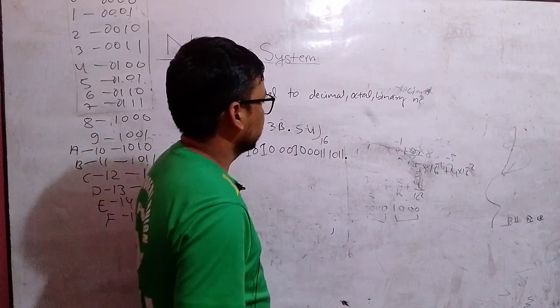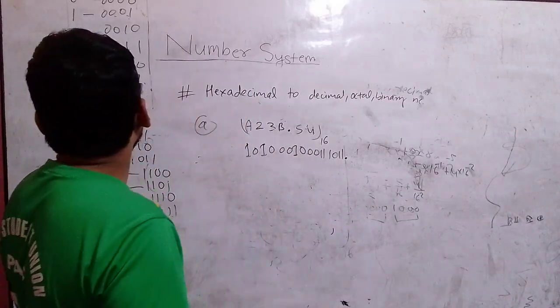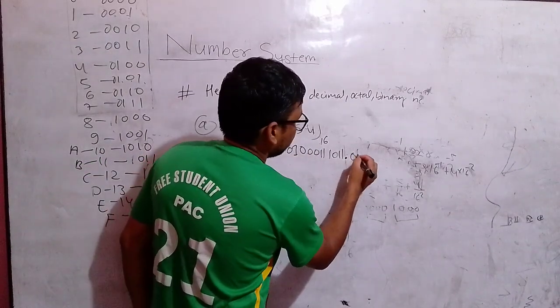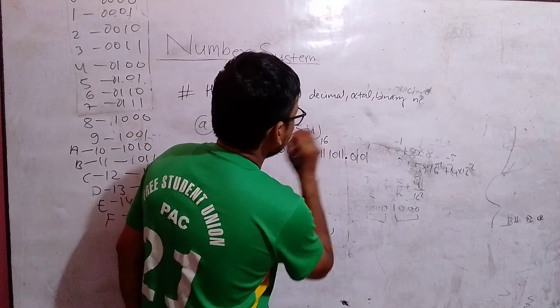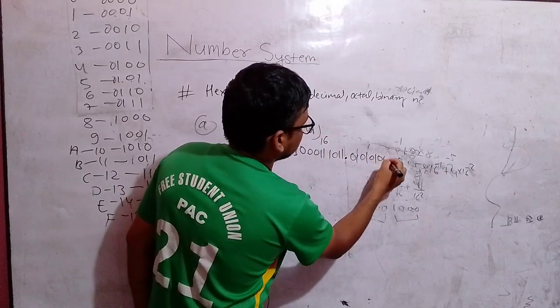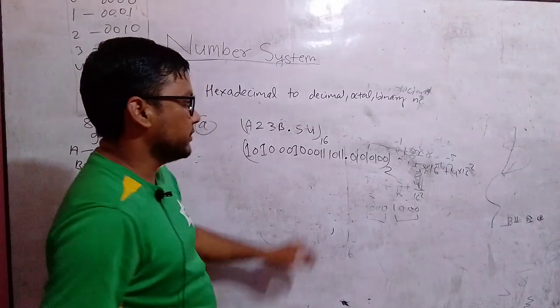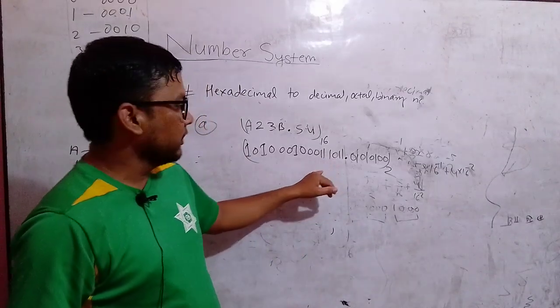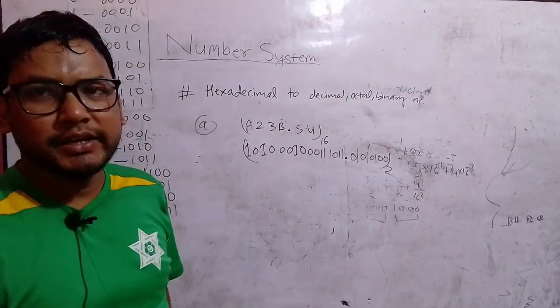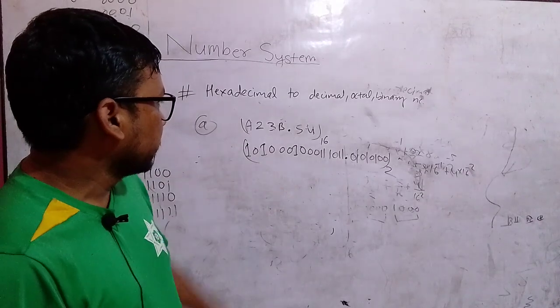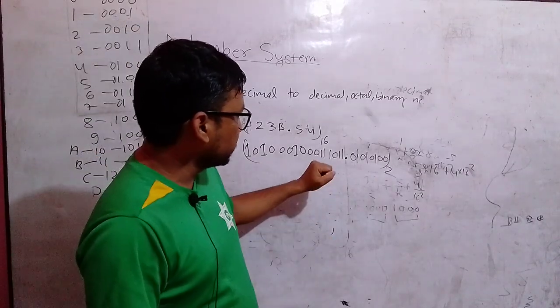And 5 means 0101. 4 means 0100. This is the simple method we use to get the binary equivalent of this hexadecimal number. Now this is the binary.